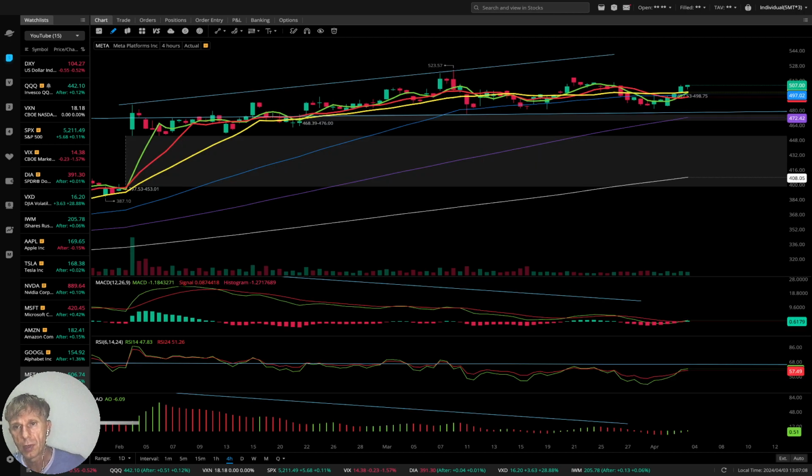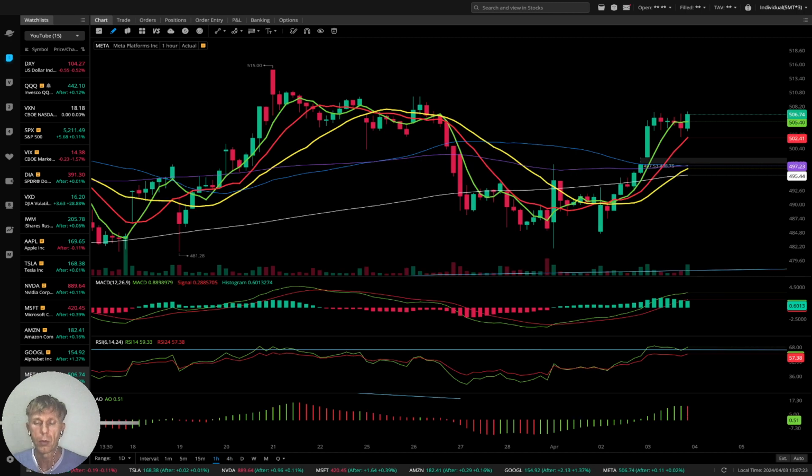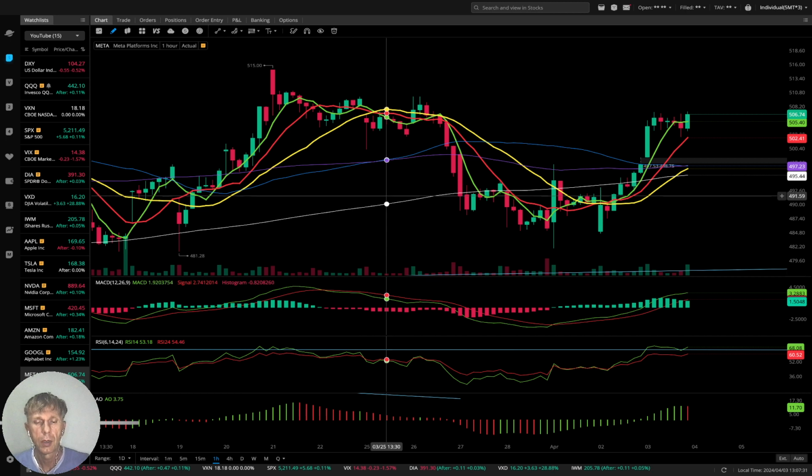4 hours time frame, last bar above all moving averages, bullish territory, bullish crossover, bullish trend on all indicators. 1 hour time frame, last bar above all moving averages, bullish trend on all indicators. That's all, yeah, bullish trend on all indicators, right?